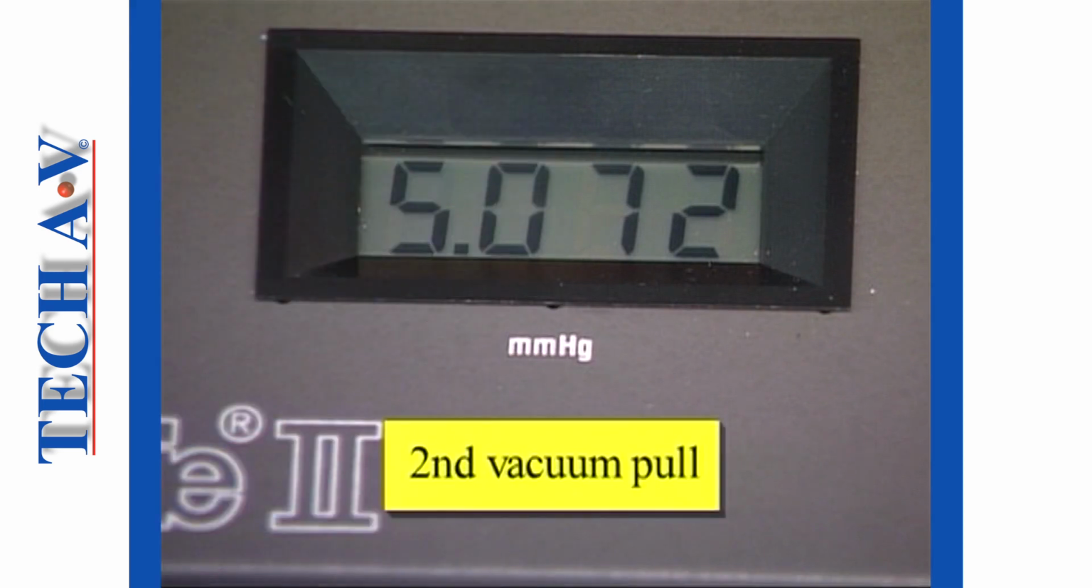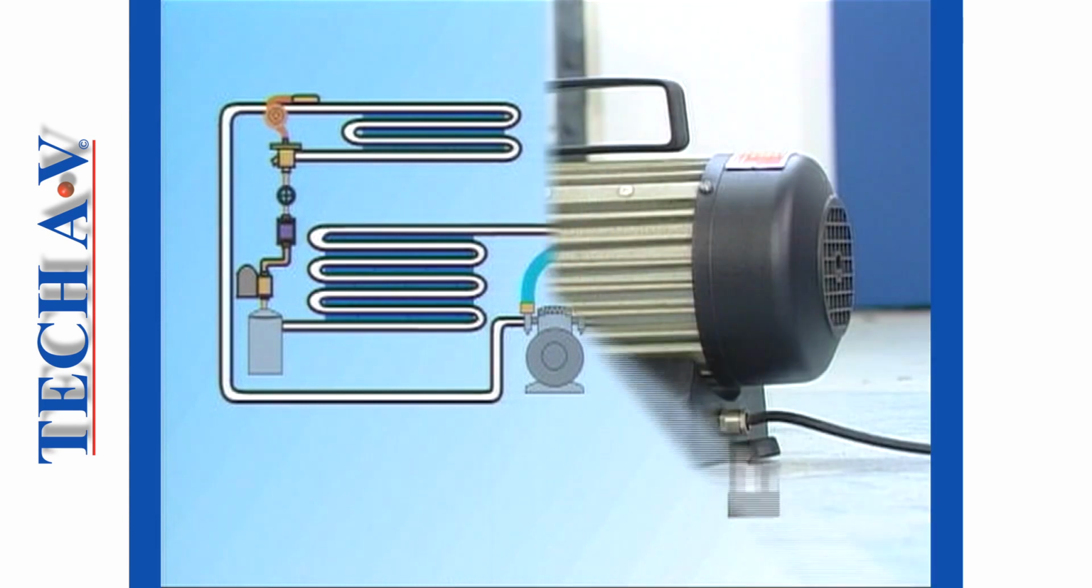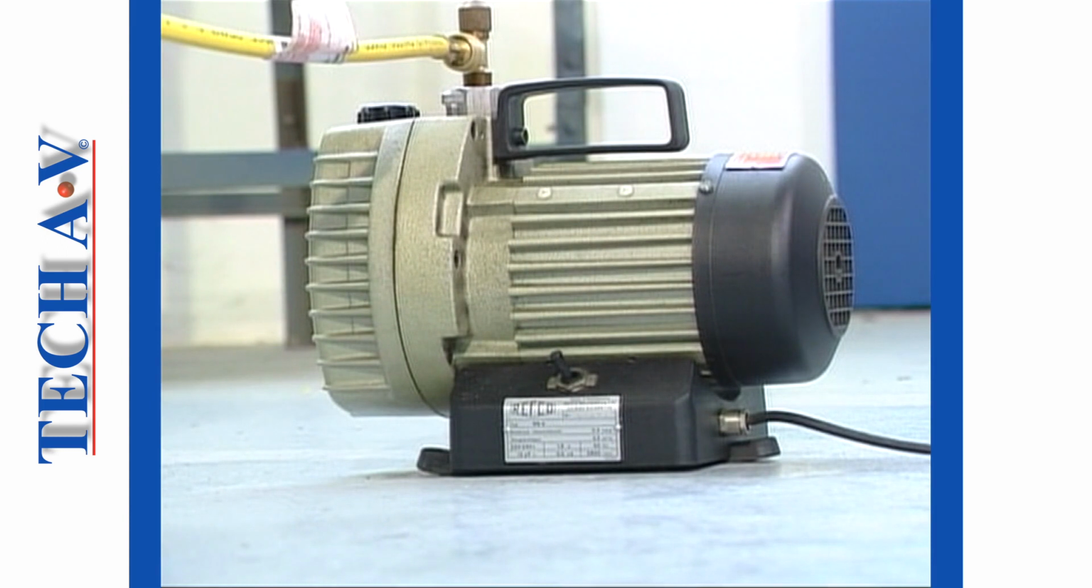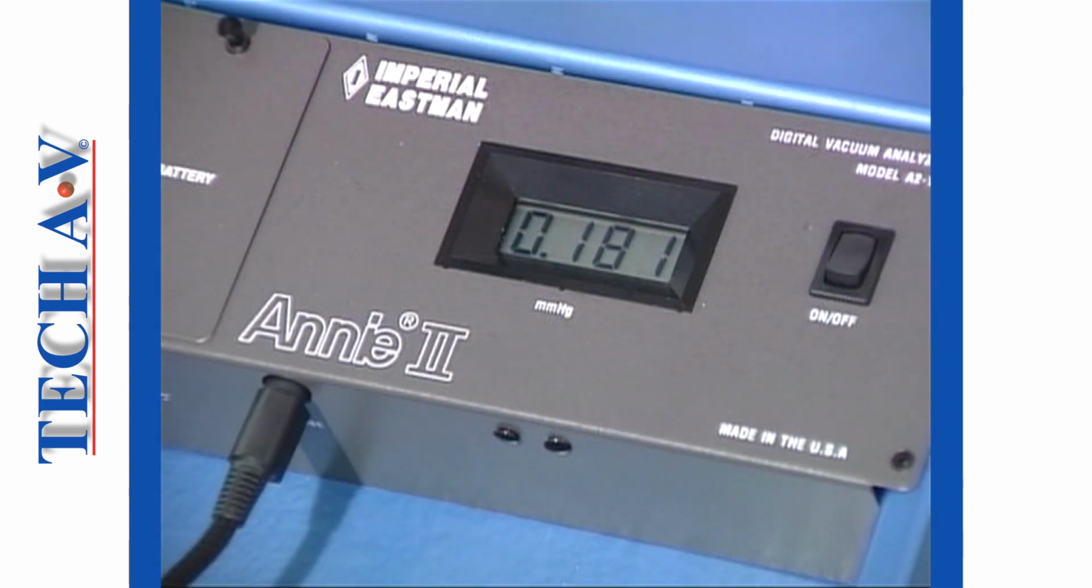The procedure of pulling a vacuum is repeated, again to a figure of around 5,000 microns, and then again another 60 kPa nitrogen charge is introduced. On the third vacuum pull, we allow the vacuum to reach its lowest possible pull. Ideally, we need to achieve around 500 microns, that is, 1/2 millimeter of mercury. This may take several hours.